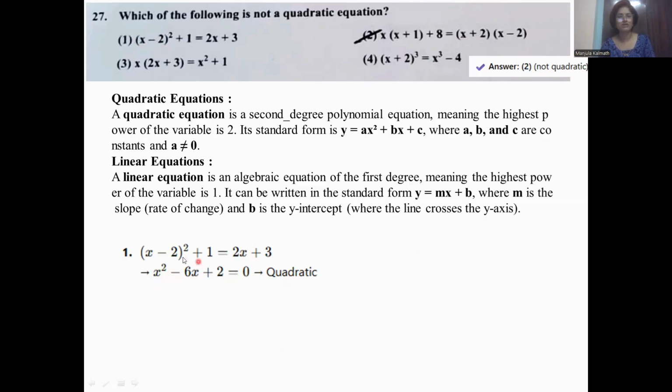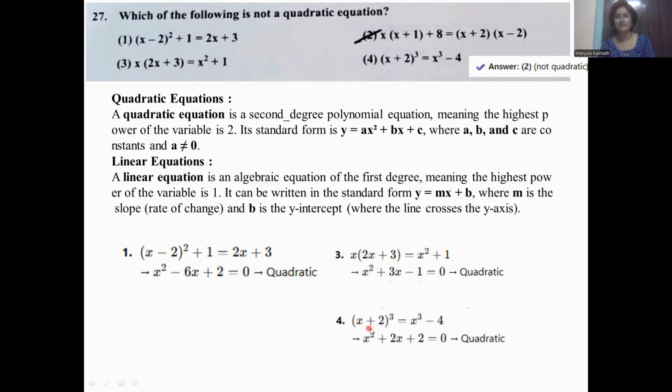Now it is a quadratic because the highest power of the variable is 2 here. Then the next one is x into (2x plus 3) equals x square plus 1. So here we have to simplify this to 2x square plus 3x, and here we have x square. So x square plus 3x minus 1 equals 0. Then again the highest power is x square here, so it is also quadratic.